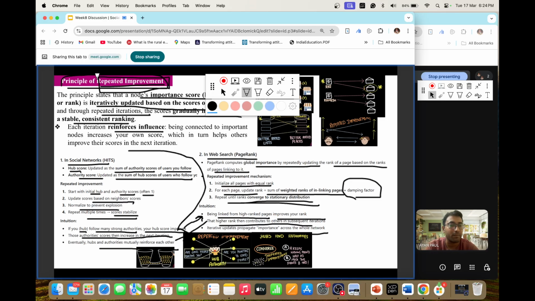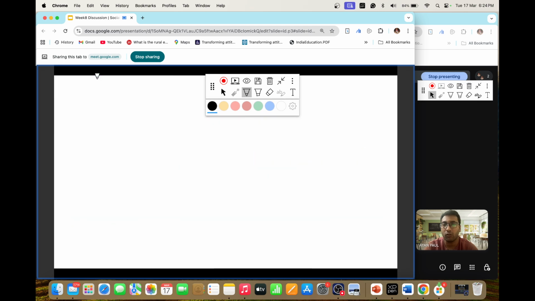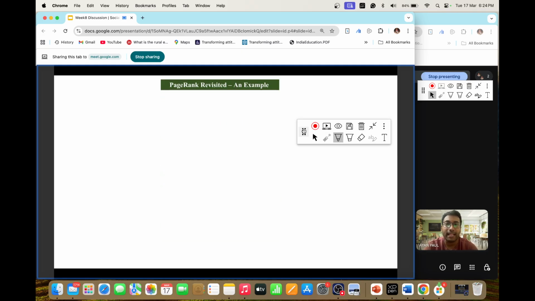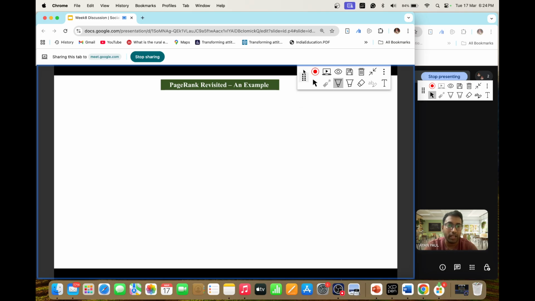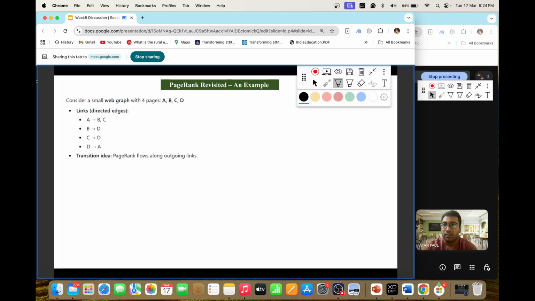So that is by the principle of repeated improvement. So we will then move to the next slide. What is the next slide? The next slide is PageRank Revisited, an example. We will be revisiting our PageRank with an example. Consider a small web graph with 4 pages.